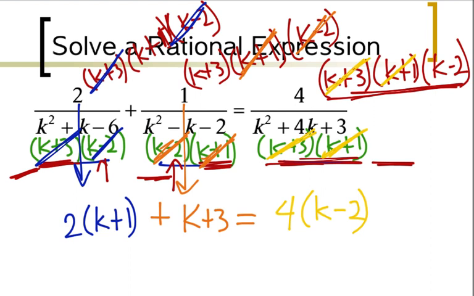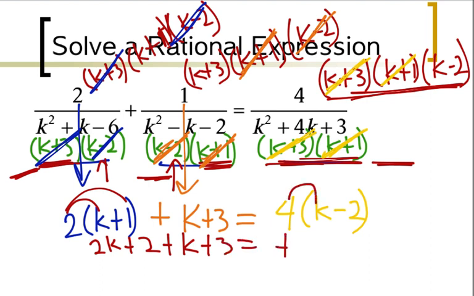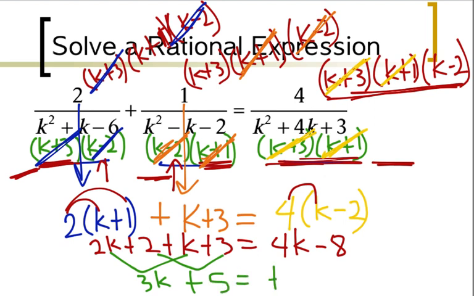So all I have to do here is distribute my 2, and I get 2k plus 2 plus k plus 3 equals distribute my 4, and I get 4k minus 8. So now I just go ahead and combine my like terms. So my 2k and my k turns into 3k. 2 plus 3 is 5 equals 4k minus 8.